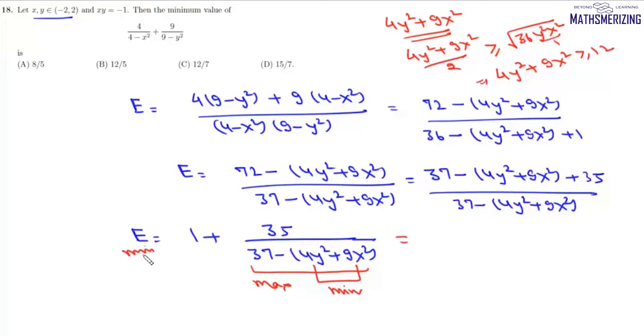So the minimum value of 4y square plus 9x square is simply 12. So we'll write the minimum value of E will be 1 plus 35 upon (37 minus 12). Now 37 minus 12 is 25. 35 upon 25 is 7 by 5. So it will be 1 plus 7 by 5, which is 12 by 5. And that's your option B.